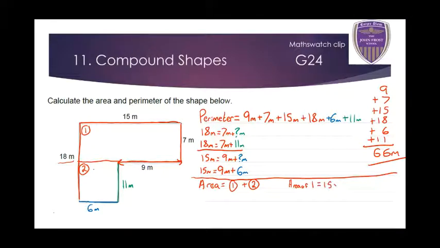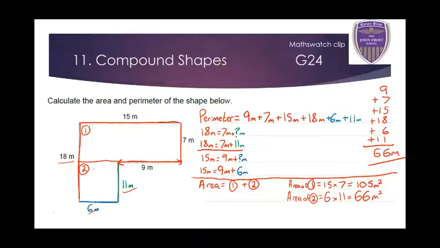So 15 times 7. I know that 10 times 7 is 70, and I know that 5 times 7 is 35. So 70 plus 35 is 105, and that's going to be in meters squared. So it's an area. So area of 1. And then finally, the area of rectangle 2. We've got a base of 6 and a height of 11. So 6 times 11. That will give us 66 meters squared, because it's all measured in meters.